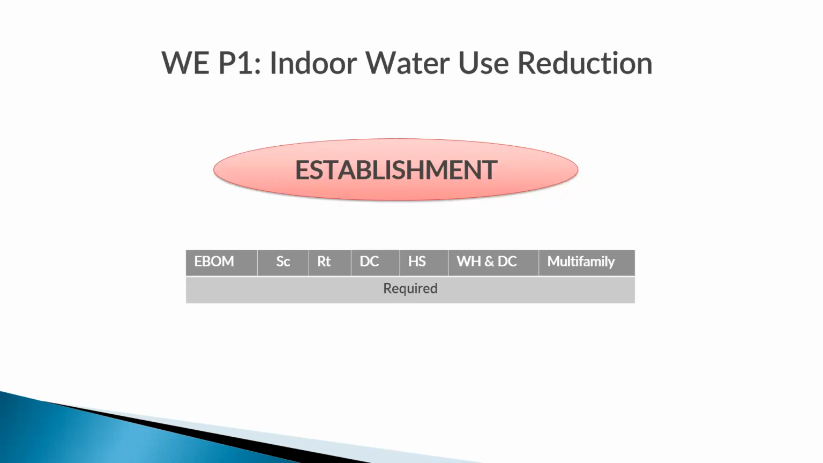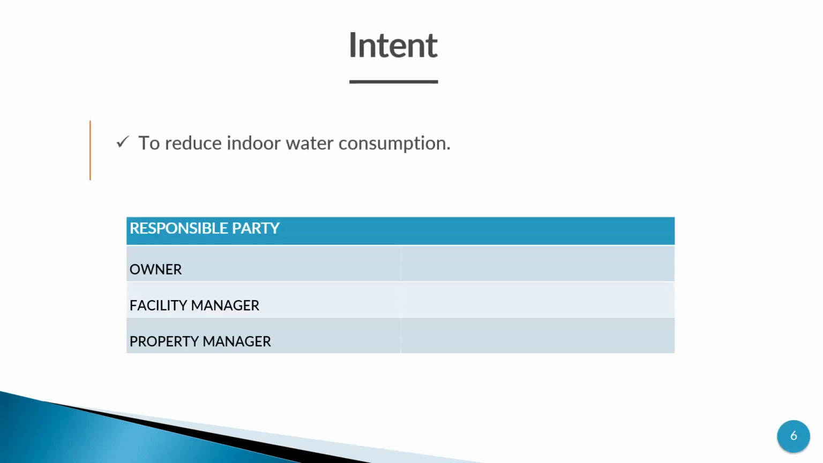Indoor water use reduction. To reduce indoor water consumption, the objective is all about responsible parties: the owner, facility manager, and the property manager. One thing you might realize from previous credits or prerequisites is that the major responsibility always lies with the owner and then the facility manager. The third comes the property manager, and the rest of the stakeholders come based on that particular credit. In general, these are the 3 main people who are involved.